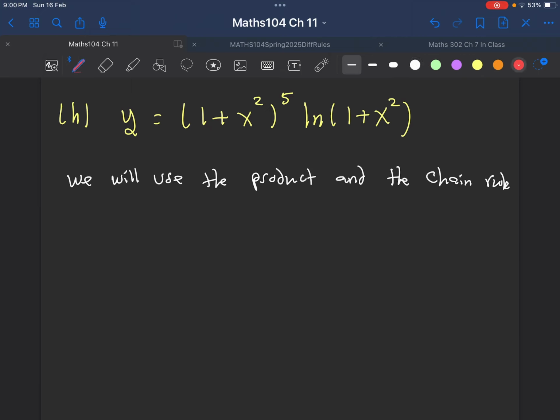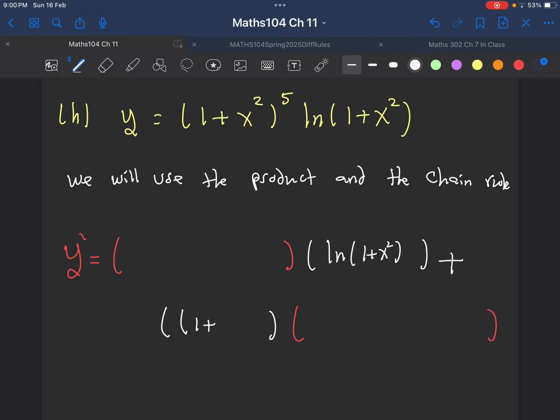Now, what is the product rule? Remember, the product rule equals the derivative of the first times the second, plus the first times the derivative of the second. Now I just need to fill in those gaps. First of all, the second will just be ln of the first, and then we have (1 + x squared) to the power 5.